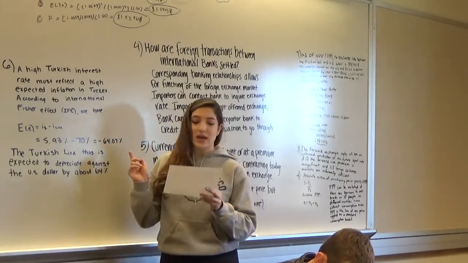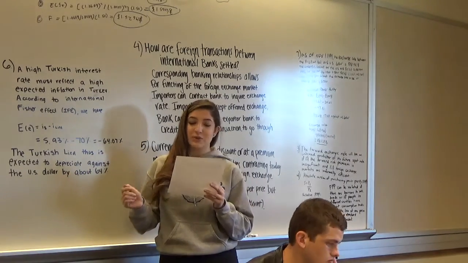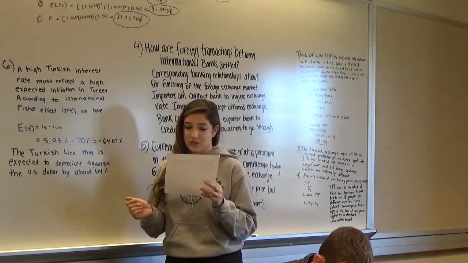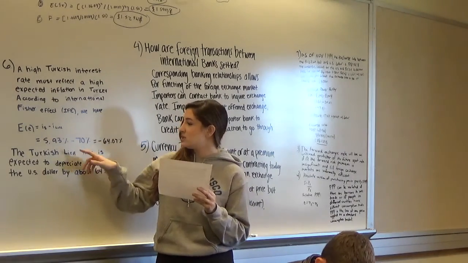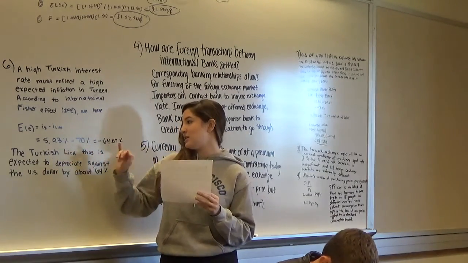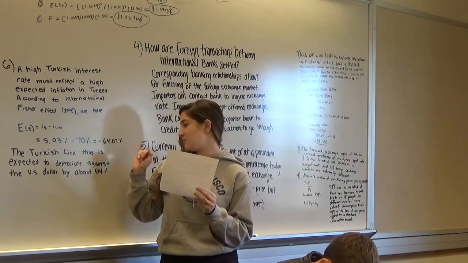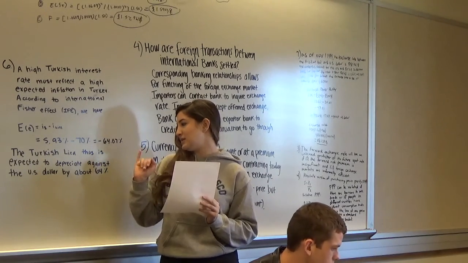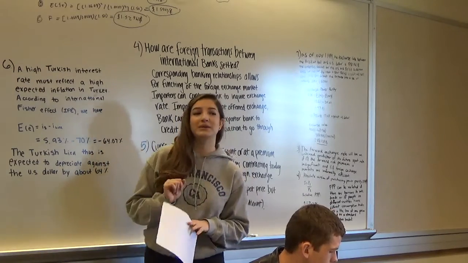So for this prediction, the high Turkish interest rate must reflect a high expected inflation in Turkey. According to the International Fisher Effect, we put it into the equation, where it says 5.93% minus 70% is negative 64.07%. The Turkish lira thus is expected to depreciate against the US dollar by about 64%.